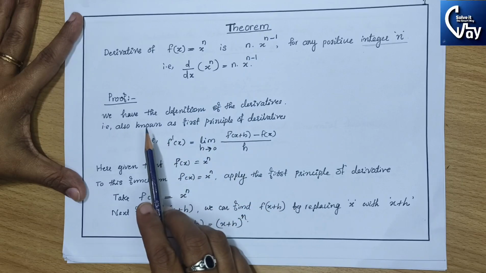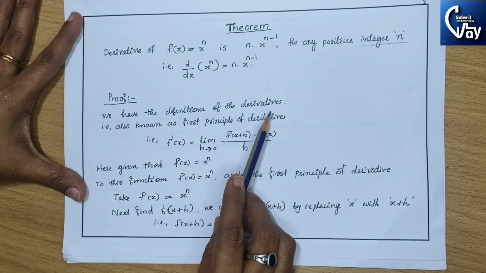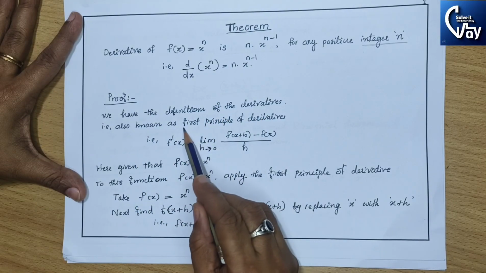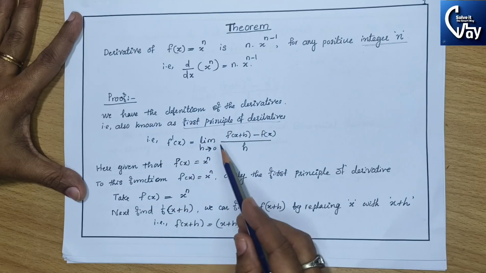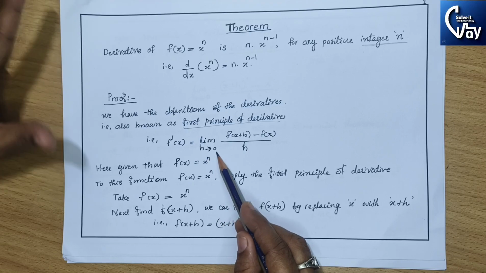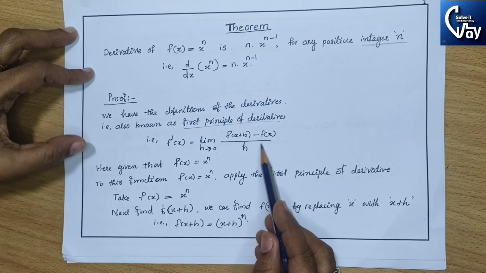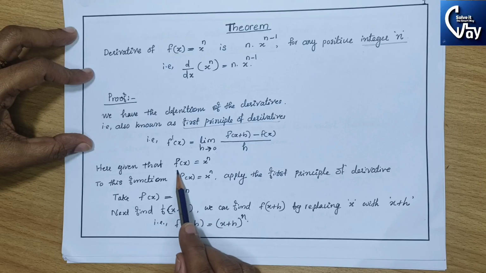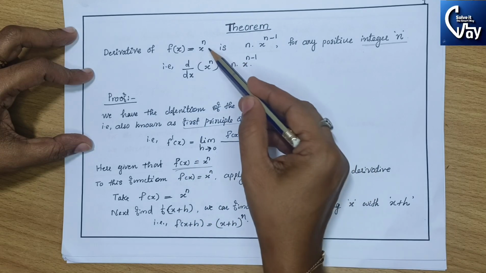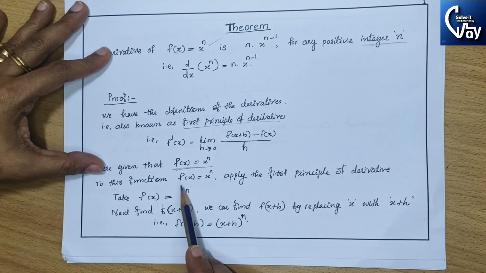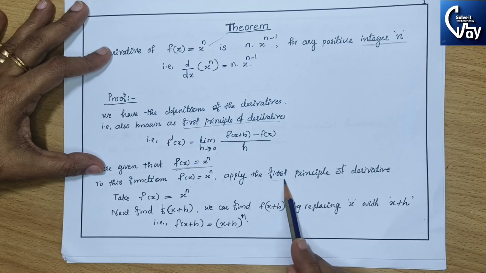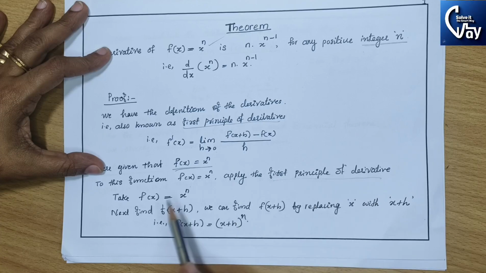Proof. We have the definition of the derivative, also known as the first principle of derivative. That is, f dash x equals limit h tends to 0 of f of x plus h minus f of x, by h. Here it is given that f of x equals x raised to n. To this function, we apply the first principle of derivative.